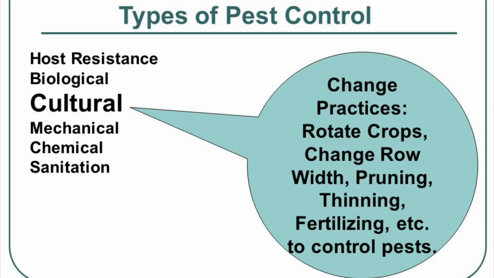Cultural controls, what you're doing is you're changing the way you go about farming or gardening. So this can include rotating crops, changing your row width, pruning, thinning, fertilizing, weeding. Basically, you're changing the environment so that you allow for the plant to grow healthy and strong so that it's able to overcome attacks if it's attacked by a pest.